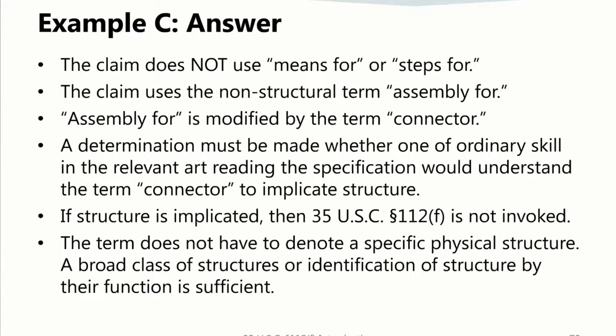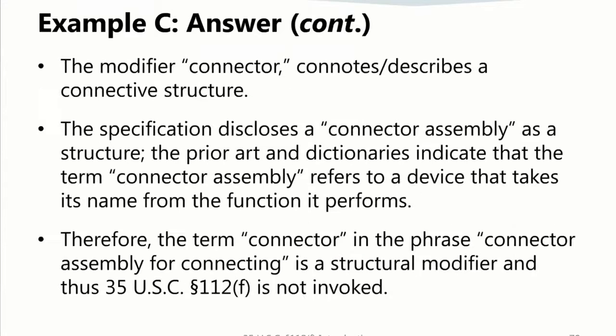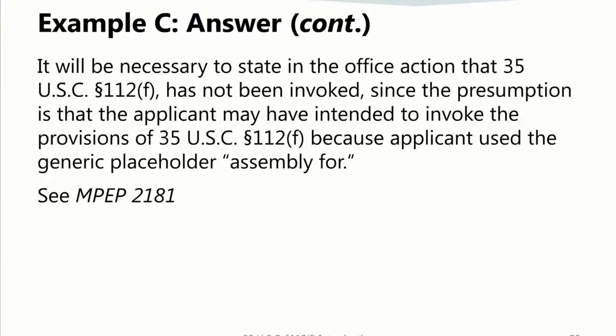However, it does employ the non-structural term assembly. We also see the term connector before assembly. So the question for the examiner is, does connector before assembly convey structure such that it does not meet the third prong of the analysis? The specification in the prior art shows that connector assembly is structured, and therefore the claim limitation would not invoke 35 U.S.C. 112(f). In this example, it will be necessary to state in the office action that 35 U.S.C. 112(f) has not been invoked, since it would appear that the applicant intended to do so.